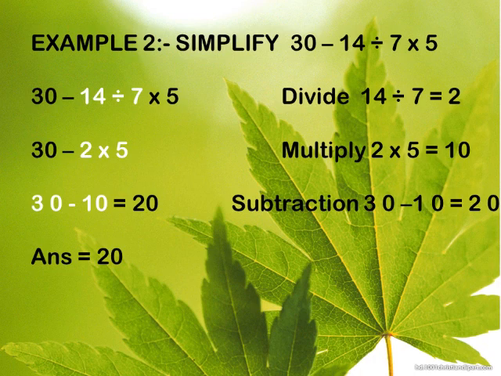So 14 divided by 7 is equal to 2. So you will replace this 2 in the place of 14 divided by 7 and write the statement again. 30 minus 2 into 5. So the next operation you are going to do is multiplication. So 2 into 5 is equal to 10. Substitute this 10 in the place of 2 into 5 and you will get the statement as 30 minus 10.